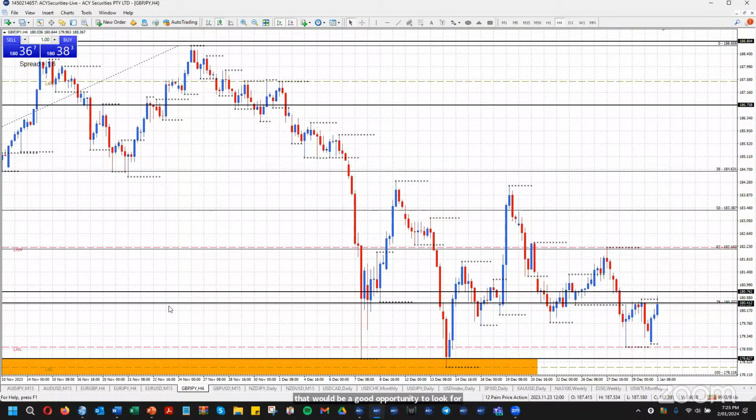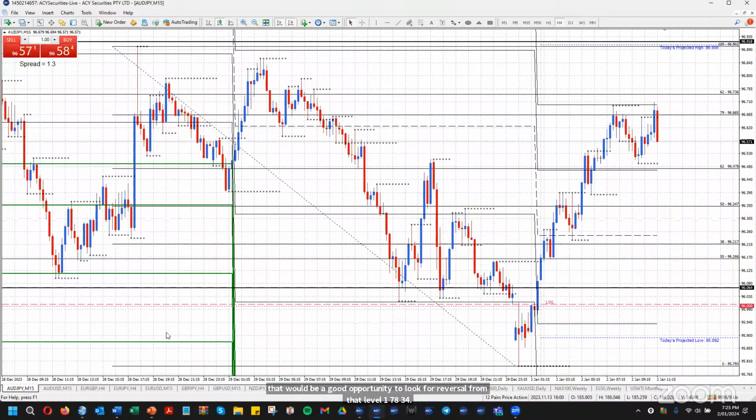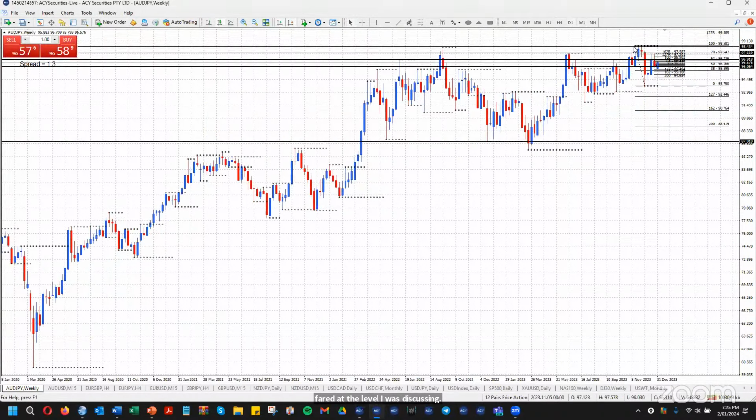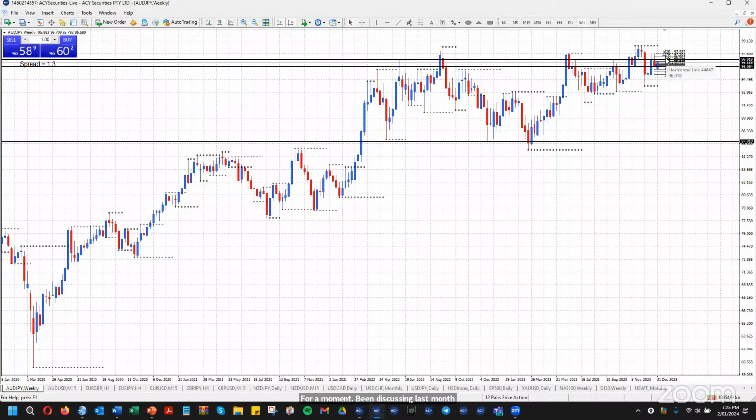Okay. All right, getting to the Aussie yen. Now, I didn't trade last week, but I can quite clearly see that it failed at the level I was discussing last year, the 79% retracement of this decline. And I've been discussing, let me get rid of the fibs for a moment, been discussing last month, getting rid of my lines as well.